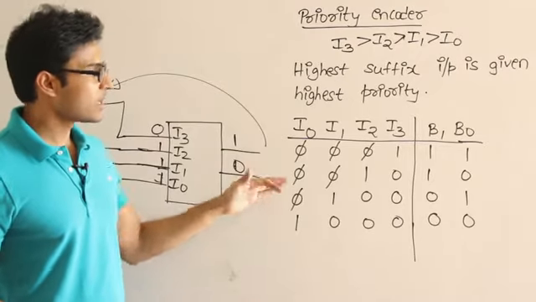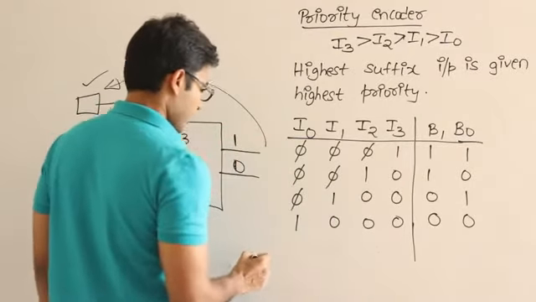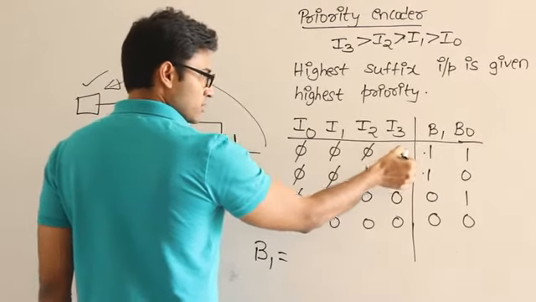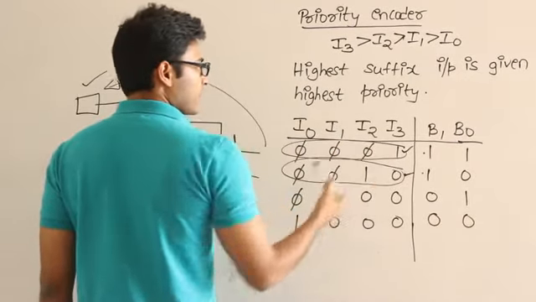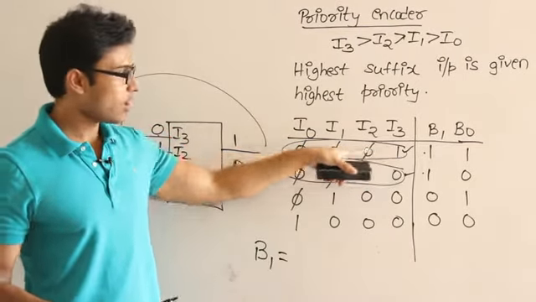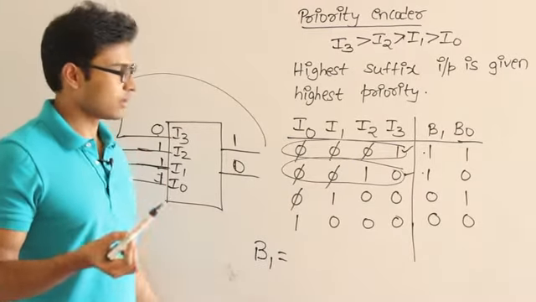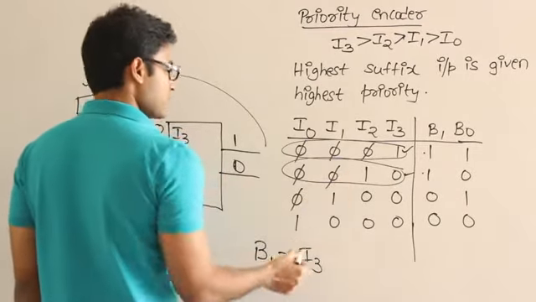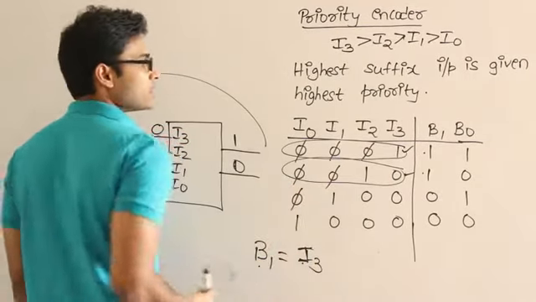Now let's see how to realize it. What are the output functions in terms of the inputs? So what is B1? If you watch B1, see this, B1 is 1 here and here, which means B1 is supposed to take care of these two terms, isn't it? Now how can you write this one? Here I3 is 1, and all the others can be 0 or 1. Therefore you need not take them into consideration at all. They can be anything. Therefore you can write this as one term, which is I3 itself. The reason is whenever I3 equals 1, B1 equals 1. That is why I'm writing it like this, right?